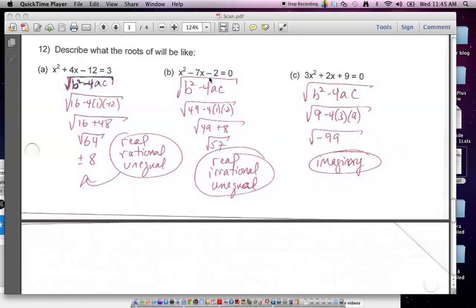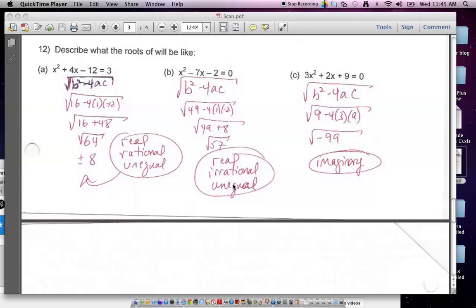Now I go to the middle one, and again I do b squared minus 4ac, and I crank it out, and I get 49 plus 8, which is the square root of 57. Do you know what the square root of 57 is? No, me either. So it's irrational. You can't find the square root of 57. If you had a calculator with you on the test, which you will have, if you type in square root 57 and you get a decimal that fills your screen, that's a way of telling you that it is irrational.